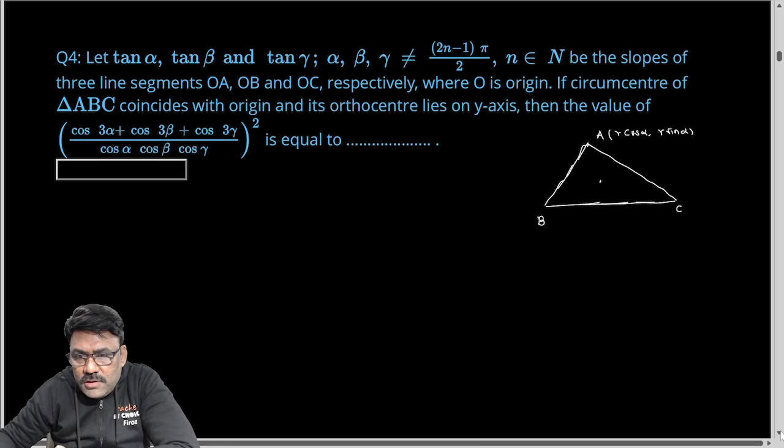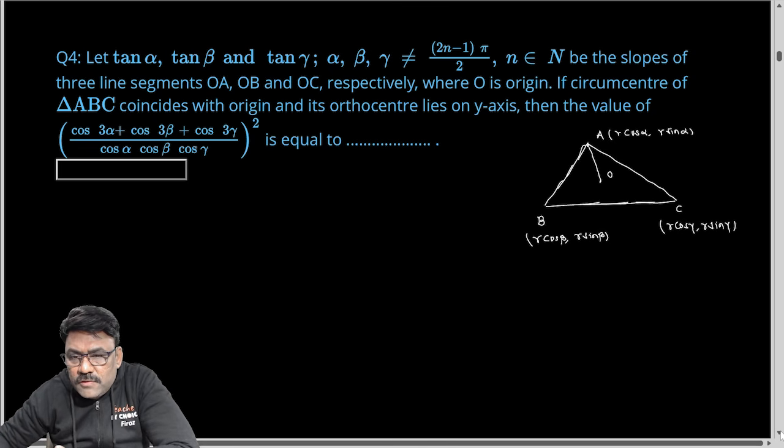You can see that if I find the slope of OA, this will be tan alpha. Similarly, I can take the point B as r cos beta, r sin beta. And I can take this point C as r cos gamma, r sin gamma.